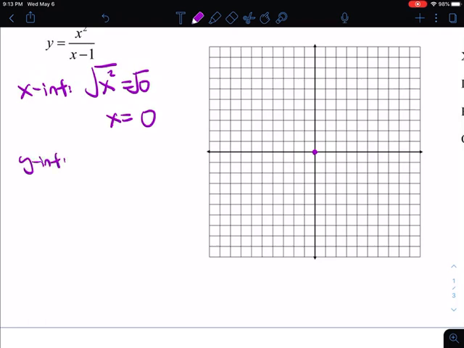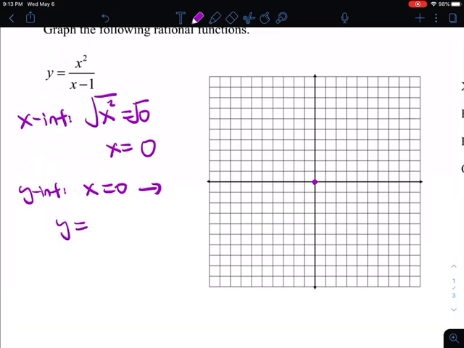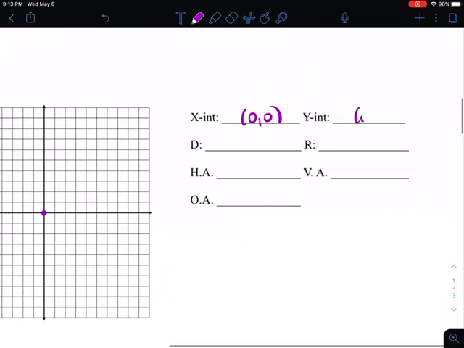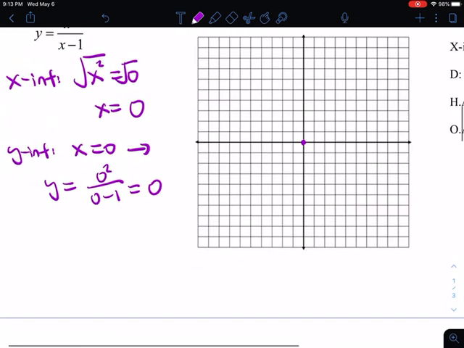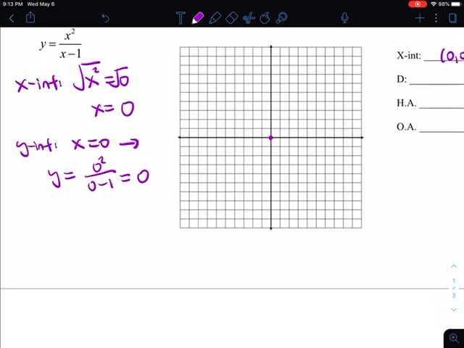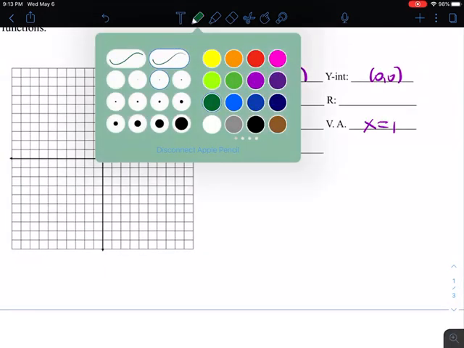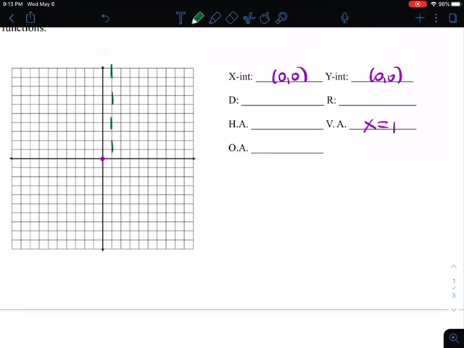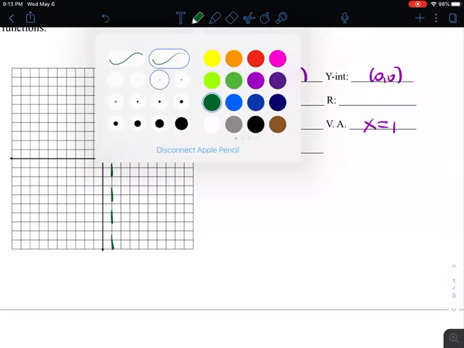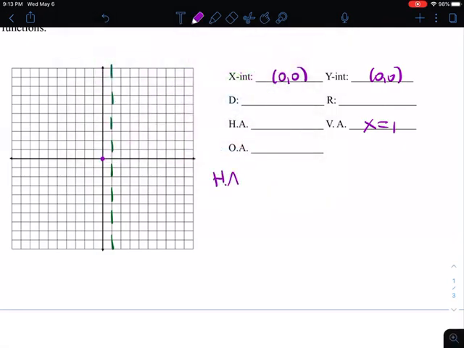How about my y-intercept? I do that by setting x equals 0, and then let's solve for y. So I get y is equal to 0 squared over 0 minus 1, which again is 0. So (0, 0). That's actually already graphed at the origin. And then next, vertical asymptote. Denominator equal to 0. And I get x equals 1. So let's go ahead and put that in. There's my vertical asymptote. And let me actually graph that as well. X equals 1. Keep going. Horizontal asymptote.